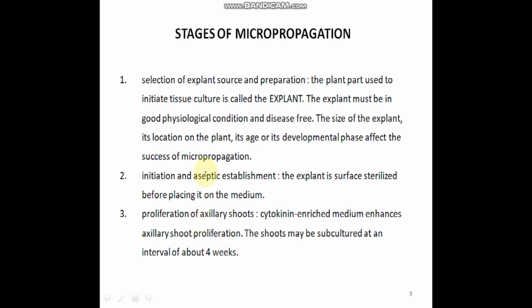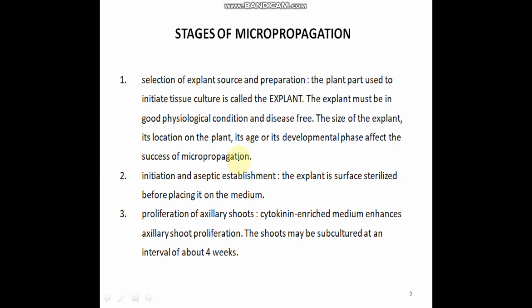And the stages of micropropagation. Number one, the most important thing, the first and foremost, is you need to get the explant. Like I said, you can get it from the leaf, the petiole, anything you cut. Let's say you have a big plant, you cut it down and you get the small explant, the leaf, whatever.